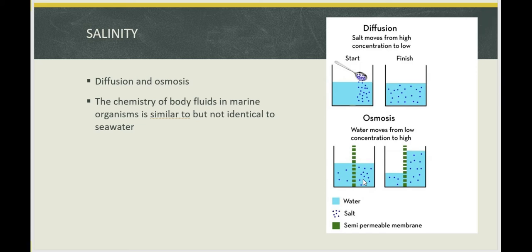Or if you've ever salted eggplant before you cook it, you're doing that to get some of the liquid out of the eggplant, so it's firmer. All right, so if you've ever done that, then you have taken advantage of osmosis. Now, fish in water have osmosis occurring all the time. The chemistry of body fluids for marine organisms is salty. It's similar to the salt level in seawater, but it's not identical. So osmosis has to happen all the time for these guys. So let's see how this looks.